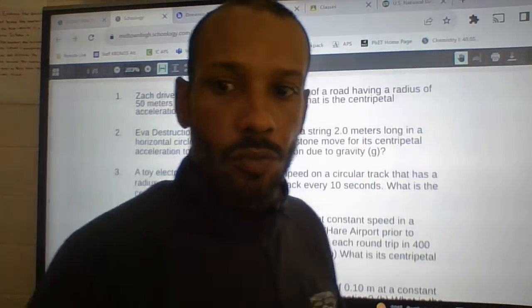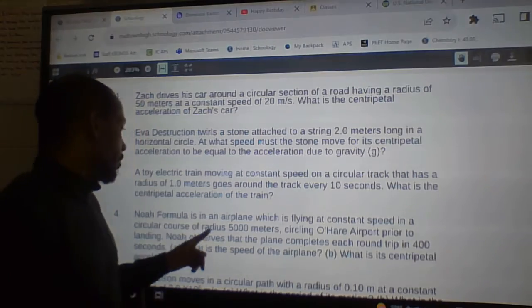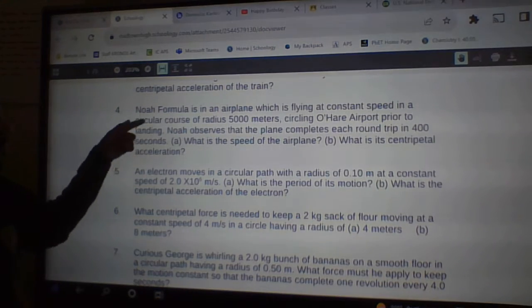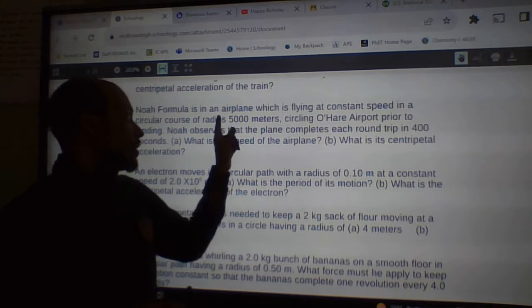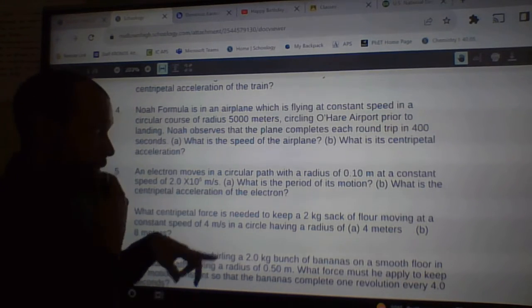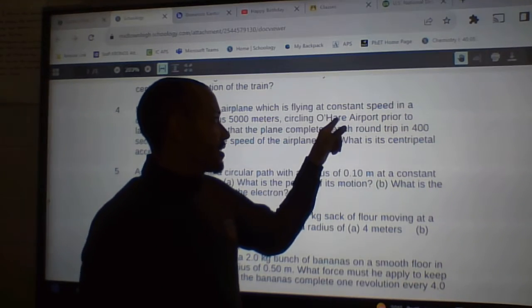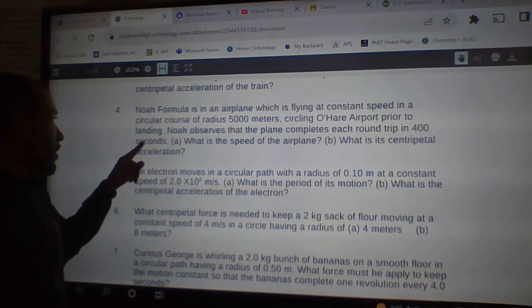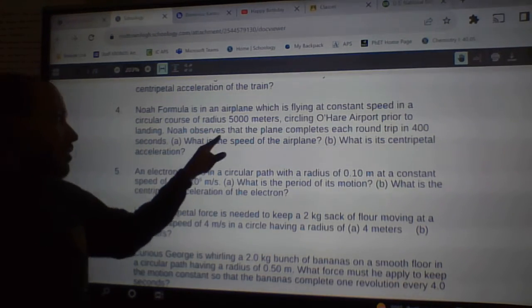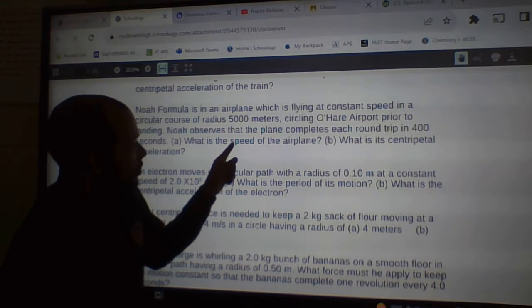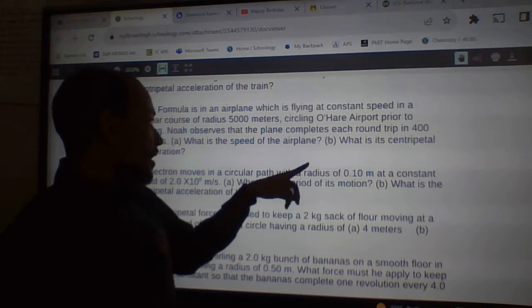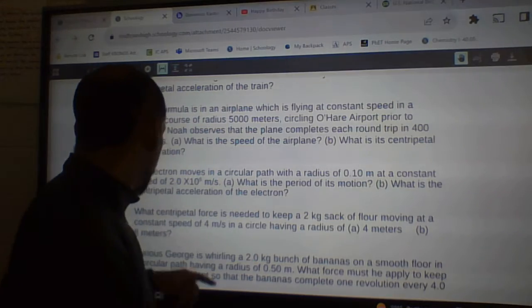All right, so let's continue. We'll look at number 4 next. For number 4, an airplane is flying at constant speed. It has a radius of 5,000 meters. It's circling Jackson Hartsfield, and its period is going to be 400 seconds. And they want to know what is the speed of the plane and what is the centripetal acceleration.